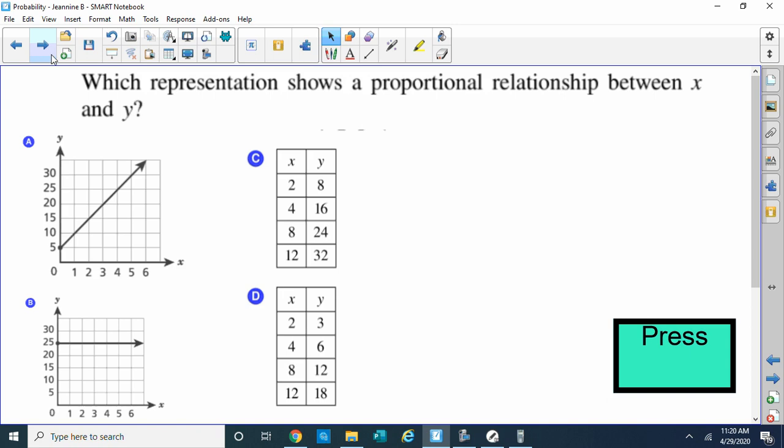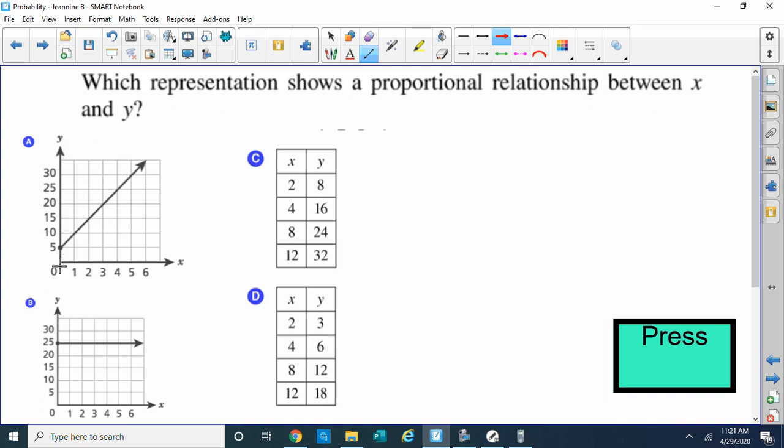All right, Jeannine, here's your first question that you asked us. Which representation shows a proportional relationship between x and y? Well, there are three things that a proportional relationship has that you should be aware of. One, when you're dealing with graphs, we have graphs, we have tables, the first thing you should know is you have to have a straight line. So let me get my straight line tool, and I'll choose that red line there. So it's got to be a straight line. So A is a straight line, and B is a straight line, but I notice they're starting at different points. This starts at 5 and this starts at 25.